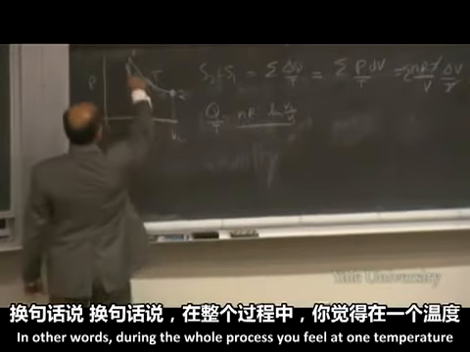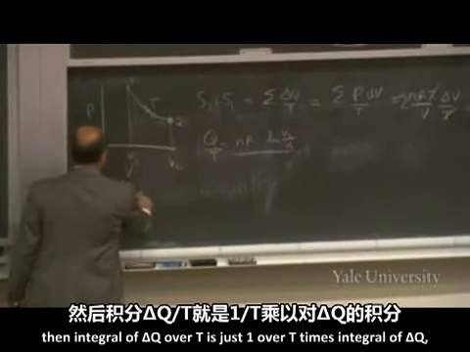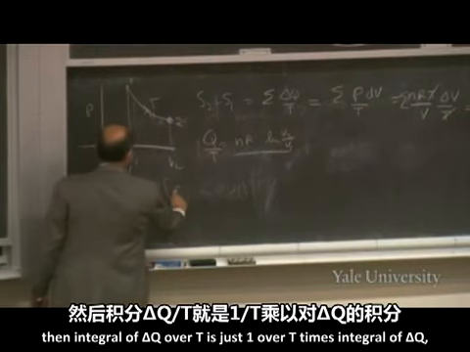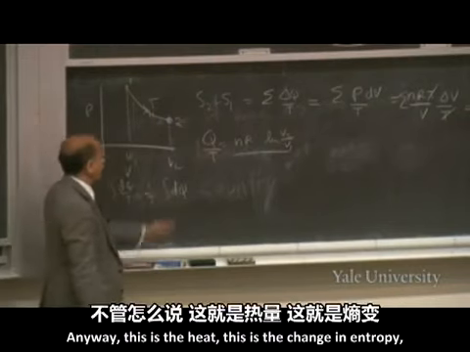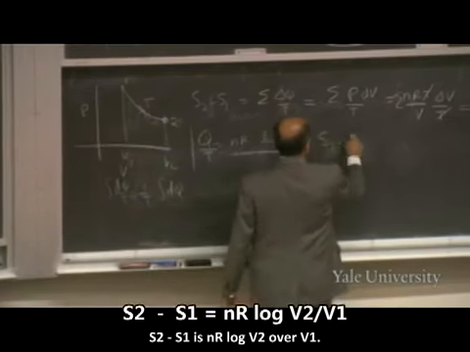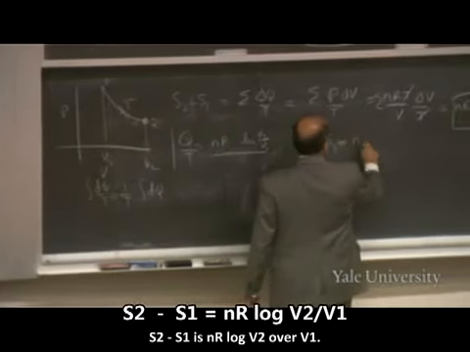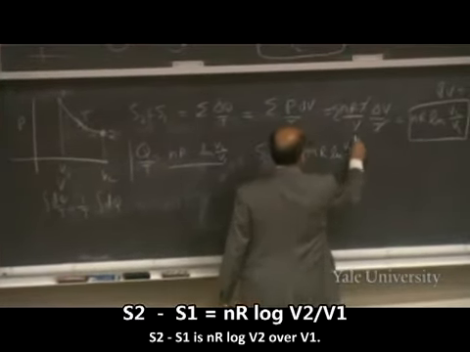In other words, during the whole process, if you're at one temperature, then the integral of delta Q over T is just 1 over T times the integral of delta Q, which is the total heat transfer. Anyway, this is the change in entropy. S2 minus S1 is nR log V2 over V1.